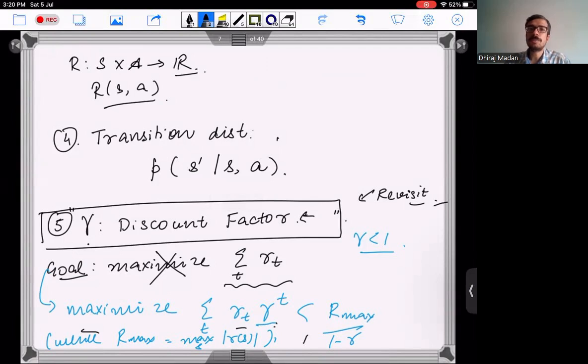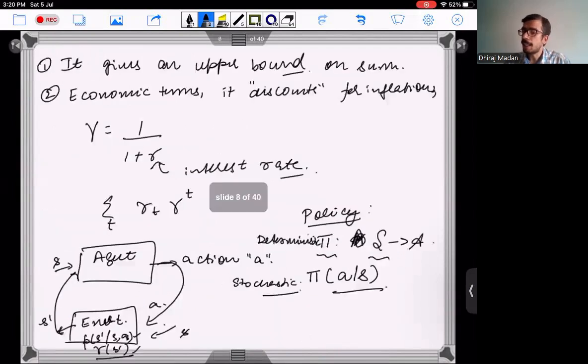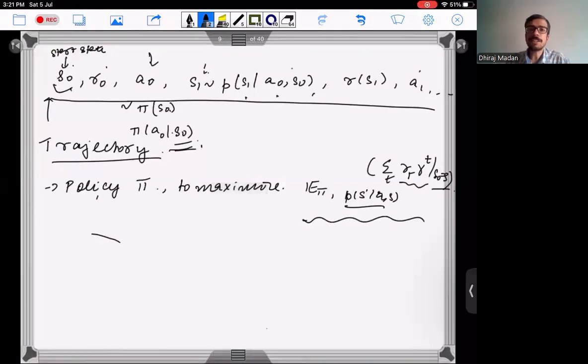The transition distributions and the rewards are governed by the environment, and the agent has the choice of choosing a given action at every time step. And the sequence of all the states, actions, and rewards forms a trajectory. So you start from a given state S naught, the agent takes an action A naught, moves to the next state S1, takes an action A1, and so on.